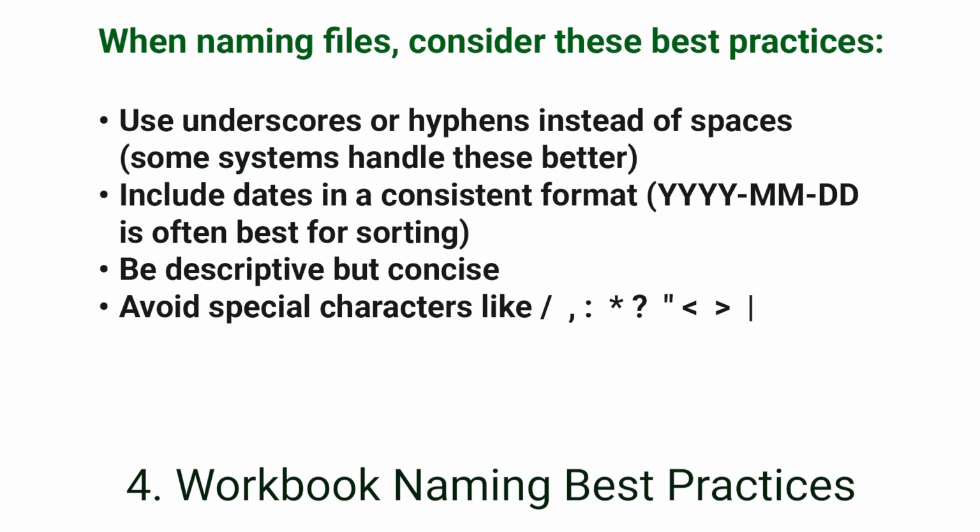When naming files, consider these best practices. Use underscores or hyphens instead of spaces. Some systems handle these better. Include dates in a consistent format. Year, year, year, year, month, month, day, day is often best for sorting. Be descriptive but concise. Avoid special characters like slash, backslash, colon, asterisk, question mark, quotation marks, less than or greater than.